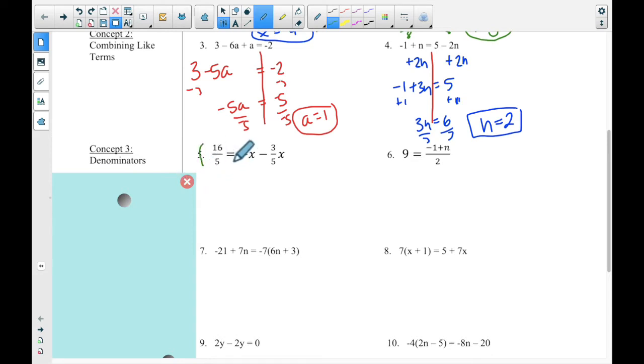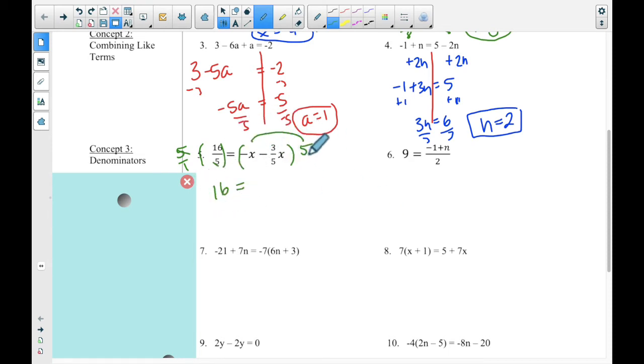Instead, what I recommend you do is you multiply by the denominator. So in this case, both of these fractions have a denominator of 5. And so I can call it 5 over 1, or I can just call it 5, whatever, but I can multiply both sides times 5 to get rid of the denominator. When I do this, these 5s basically cancel each other out and leave me with 16 over here.